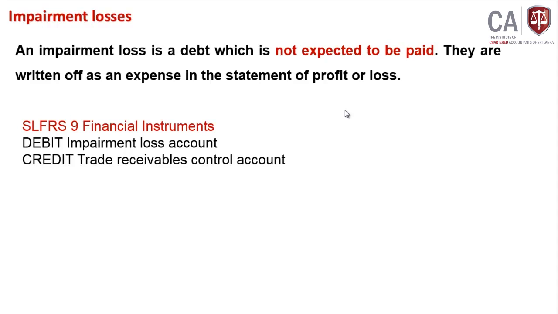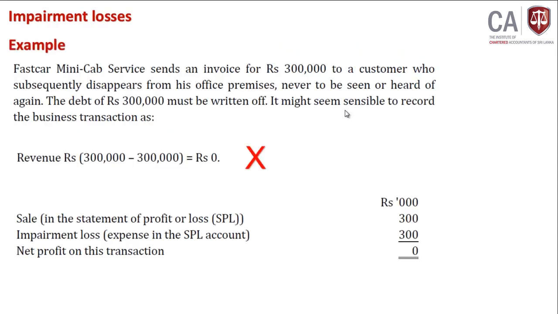In your own language, what do you call it? Bad debt. Bad debt is the impairment. Bad debt written off is called impairment. The double entry is: impairment loss account debit, receivable credit.